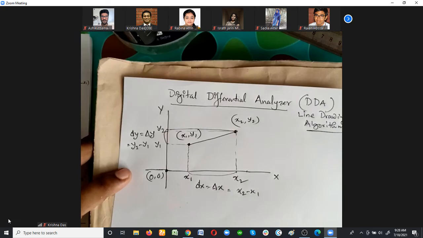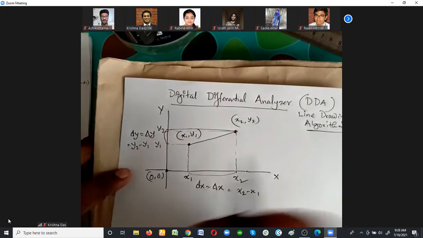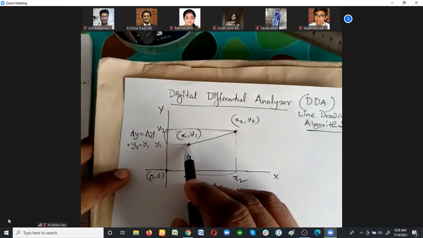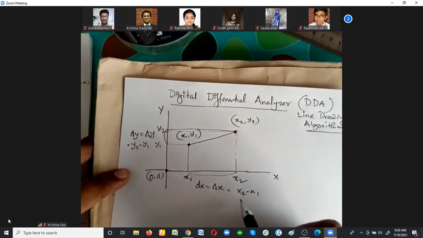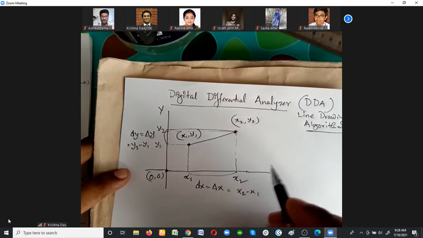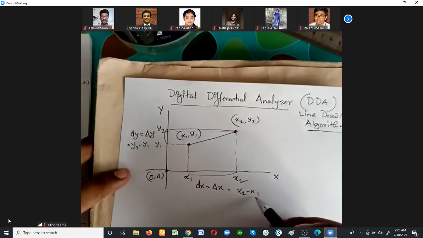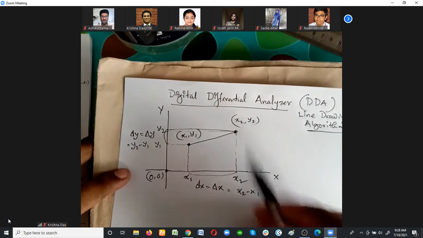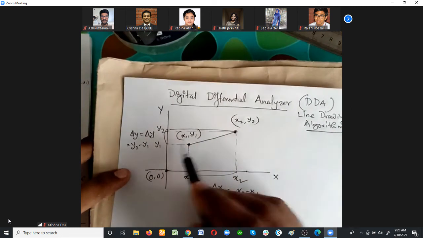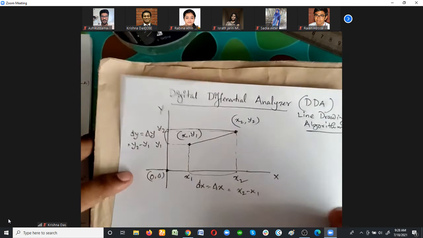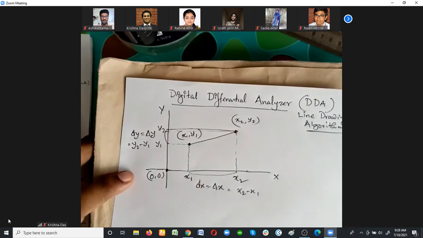Understandably, the coordinate values x2 and y2 are greater than x1 and y1. That's why we have taken x2 minus x1. If we consider the reverse, x1 minus x2, it would be negative, because x2 is greater than x1. That is the distance or difference that we have.